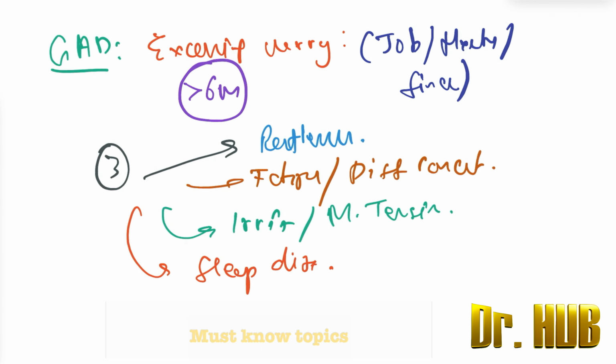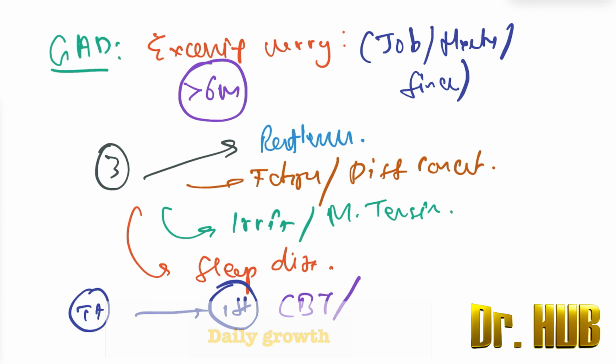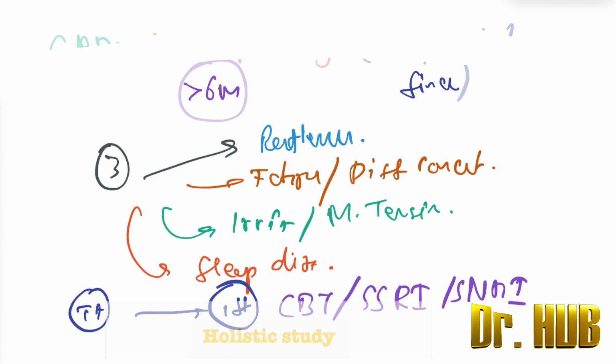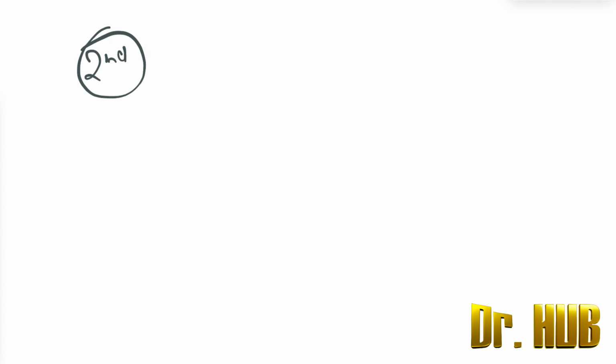How do you treat generalized anxiety disorder? There is a first line treatment. What is meant by the first line? We administer CBT, and also SSRIs as well as SNRIs. Then we move on to the second line for generalized anxiety disorder, which includes benzodiazepines and also buspirone.